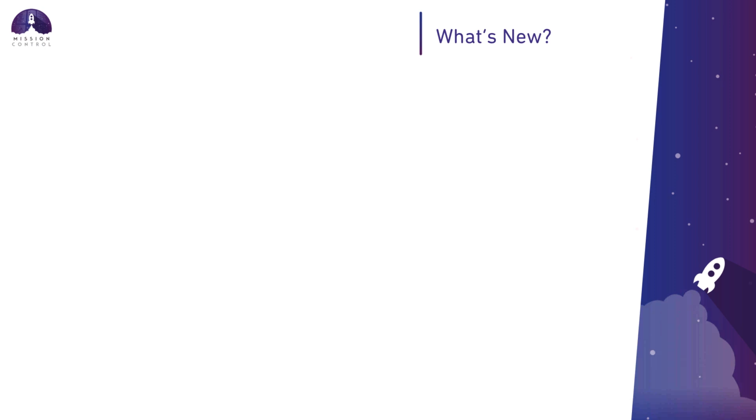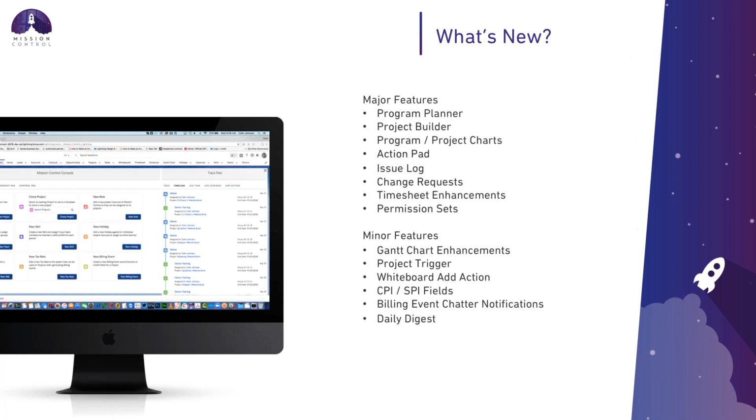Okay, so at a high level, what have we got coming that's new? We've got a number of new major features. You can see here we've got a number of major features listed, such as the program planner, the project builder, program charts, and action pads. We're going to drill into each one of those in a bit more detail in a moment. We've also got a few minor features to existing functionality within the system, which we'll cover off as well.